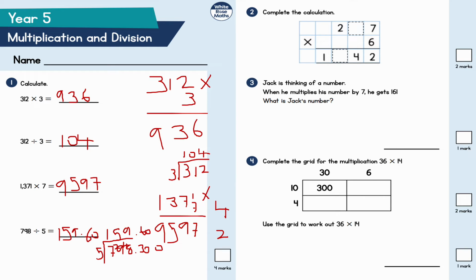This is question number 2, guys. So complete the calculation. 7 times 6 is 42, so it's 2 carry the 4. 6 times something.